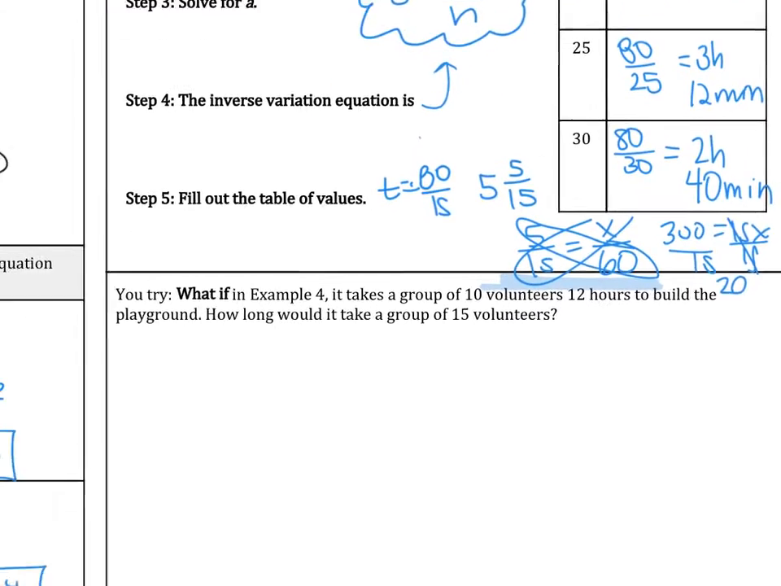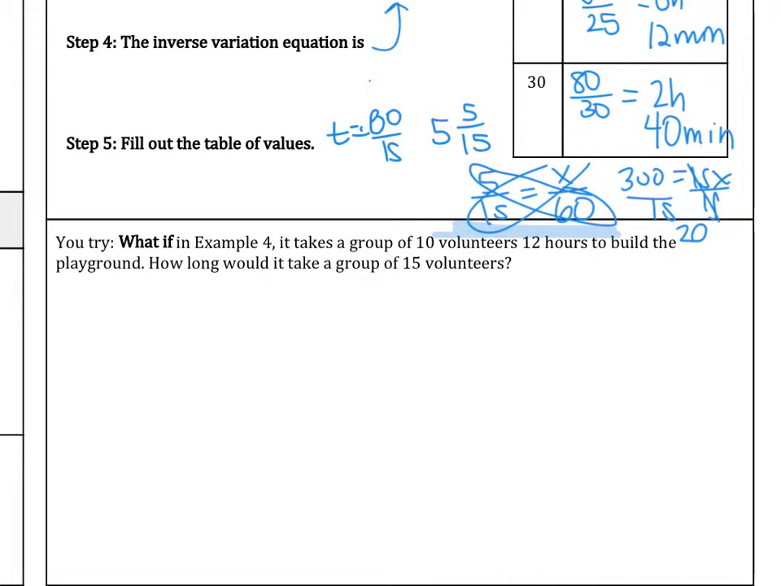So the last one is example 4. It takes a group of 10 volunteers 12 hours to build the playground. How long would it take a group of 15 volunteers? So pause the video, try this one out. We just want to find that one time, and I'll give you the answer when you come right back.